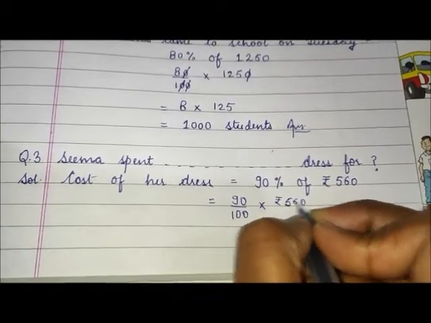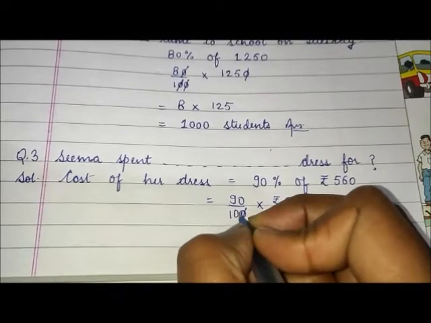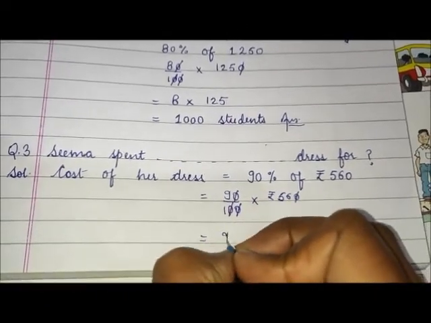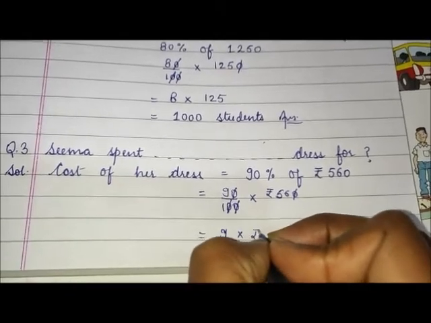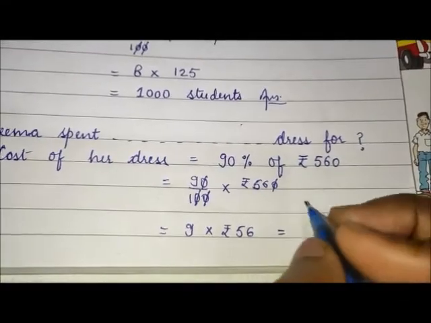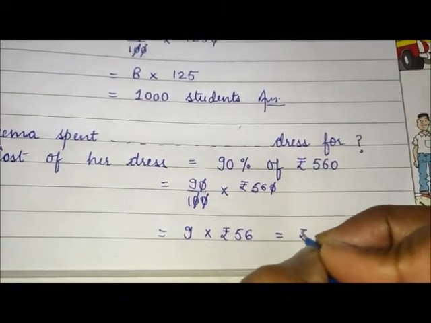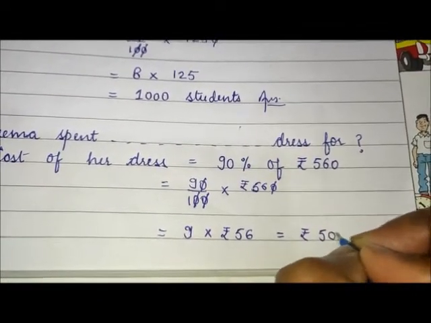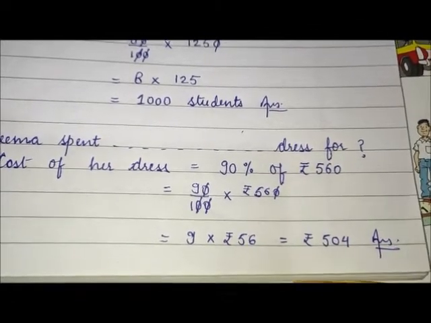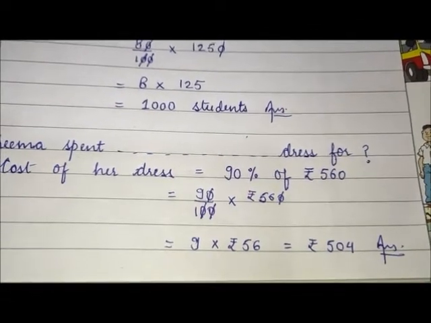So this 0 and this 0 is cancelled out. This 0 and this 0 is also cancelled out. Now we are going to multiply this 9 by this rupees 56, and this is equals to rupees 504. So उसकी जो ड्रेस का कॉस्ट है that is 504 rupees.